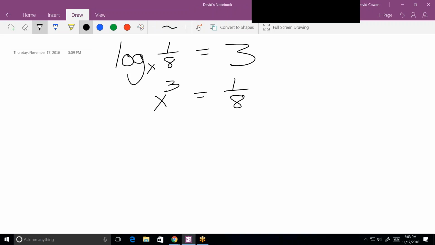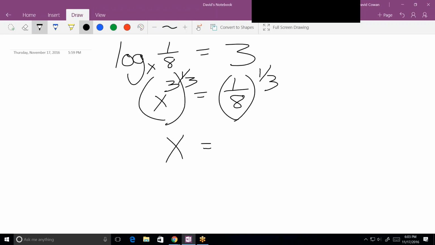Now, can you figure out what x has to be? It has to be a fraction, correct? Well, we can solve it algebraically. In other words, now we have an algebraic expression. So I want to take the cube root of both sides. Cube root of the left side is x. What's the cube root of 1/8? What fraction multiplied by itself 3 times equals 1/8? 1/2.